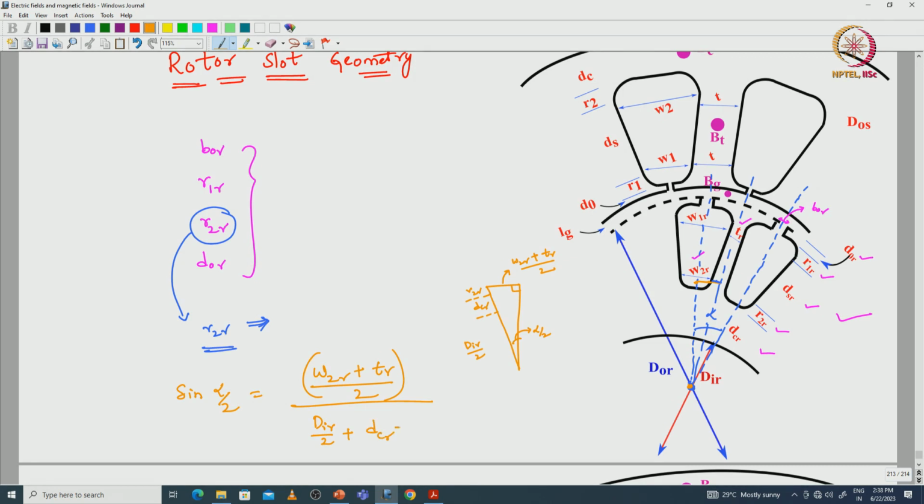So here we know the value of alpha, and we know the values of W2R, TR and DCR. How to calculate them, we will discuss in the equations. Once we know these values, we can calculate R2R. This is one way of finding the radius of the rotor slot at the bottom side. Otherwise, we can directly assume these four parameters as a designer choice initially itself.